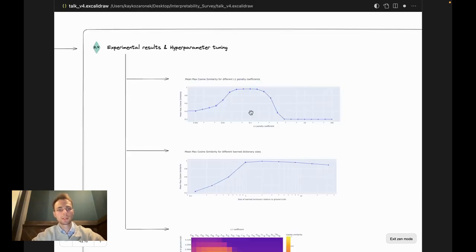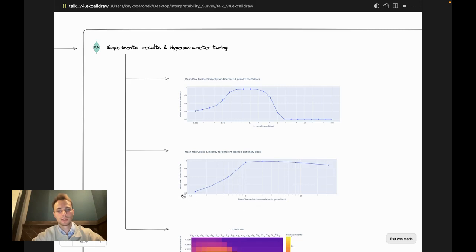With all that, let us have a look at the experimental results and the hyperparameter tuning. What you can see here is a plot between the L1 penalty coefficient, which is basically the alpha in our loss term that we were showing earlier, and the mean-max cosine similarity. What I want to draw your attention to is that this is on a log scale and that there is quite a large range for good L1 penalty coefficients. Now, mind you, the L1 penalty coefficient alpha will determine how much you incentivize sparsity. The higher the penalty, the higher the loss term will be, and so we'll get more sparsely activated features.